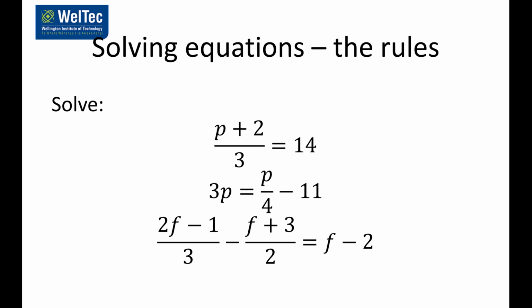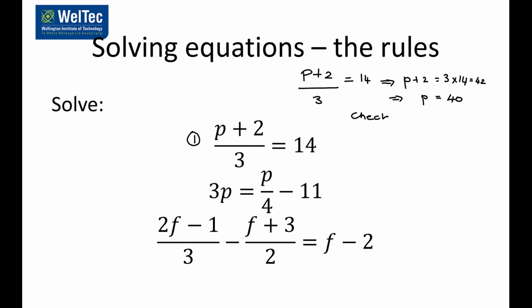Starting with the first one, we have (p plus 2) over 3 is equal to 14. Let's start by multiplying both sides by 3, so we get p plus 2 equals 3 times 14, which is 42, and then subtracting 2 from each side gives us that p is equal to 40. You should always check your answer.